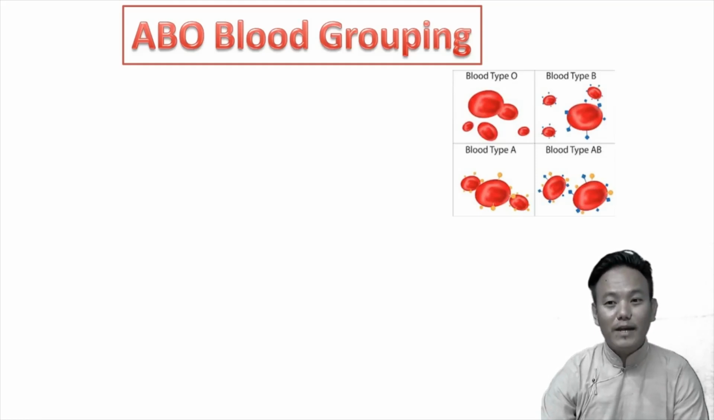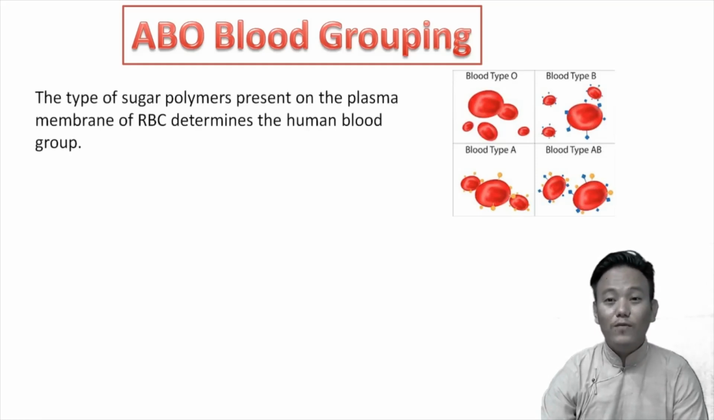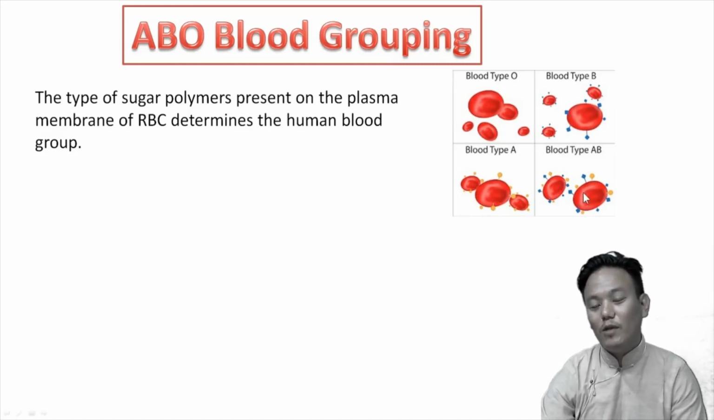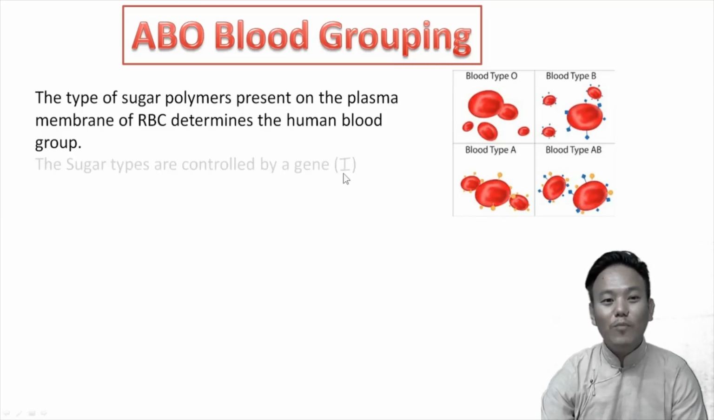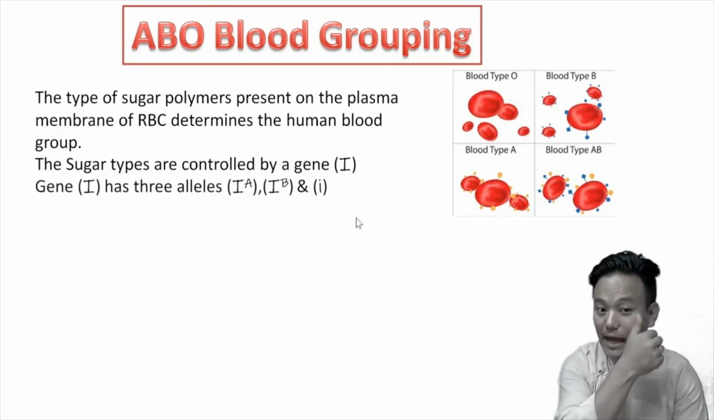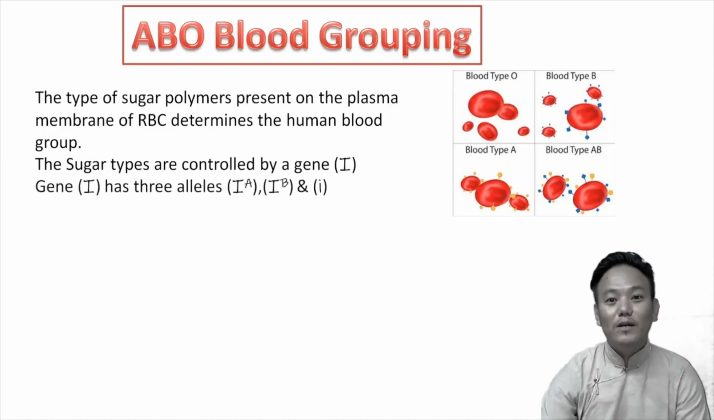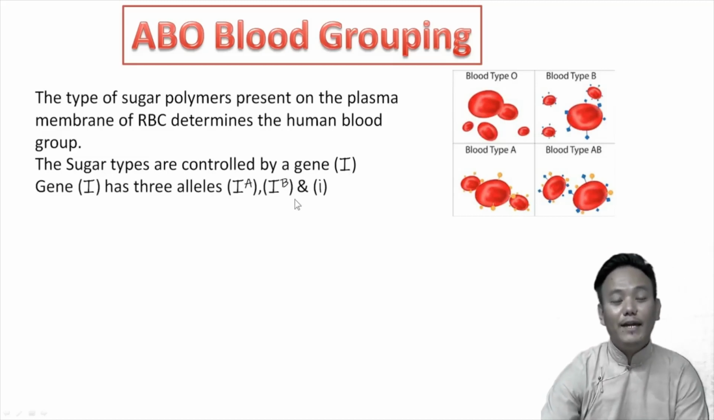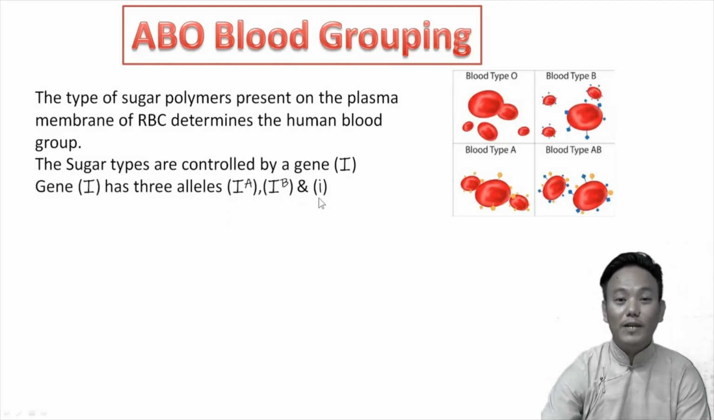Blood type is determined by the type of sugar polymers on the plasma membrane of your red blood corpuscles. The type of sugar polymer on the surface of your RBC will determine your blood group. And the type of sugar polymers is controlled by a gene which we denote by the letter I, capital I. The gene I has 3 alleles. Those 3 alleles are IA, IB and a lowercase i, or a small i.